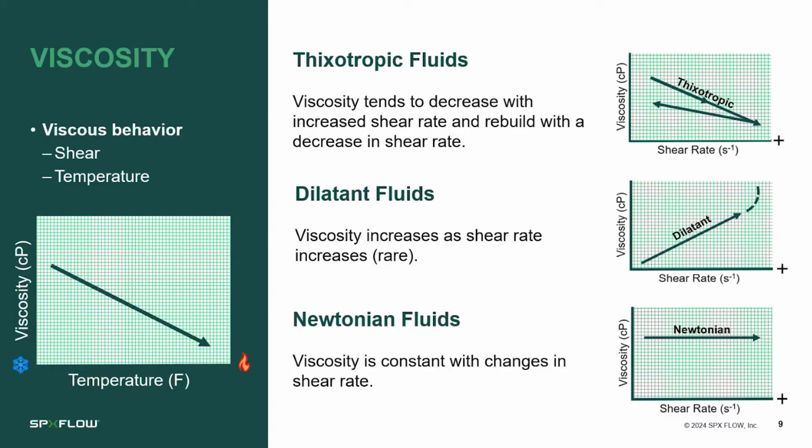Another relationship to focus on is shear or shear rates. Typically, fluids are thixotropic, which means that the viscosity decreases as shear increases, and then it can rebuild its viscosity back up as shear decreases. This can be tomato-based products, cream cheese, lotions, shampoos. On the opposite end of the spectrum is something called a dilatant fluid, where the viscosity actually builds up and increases as you increase shear rate.